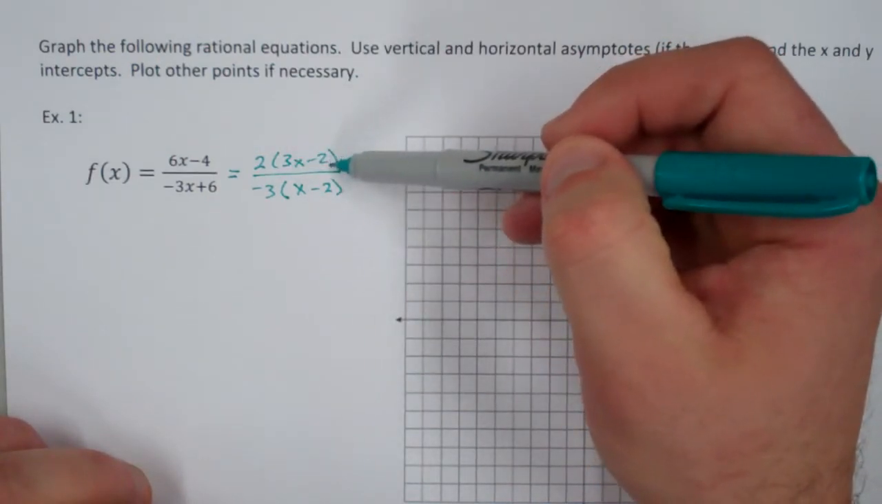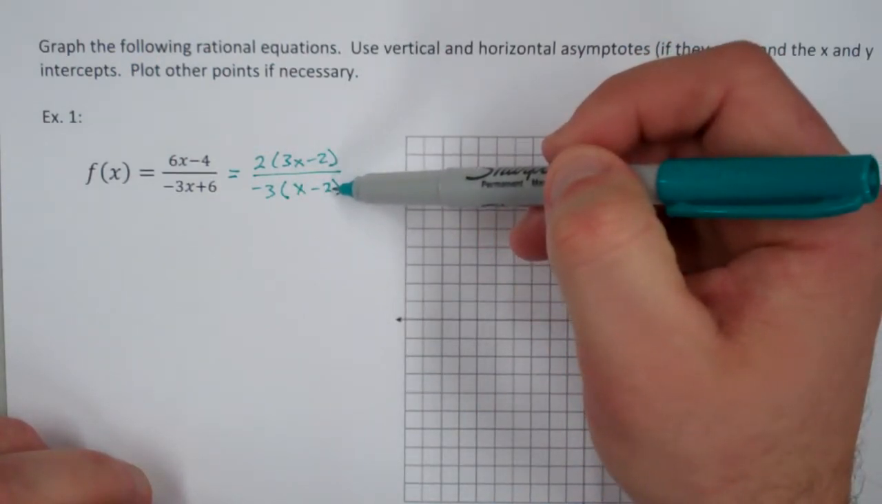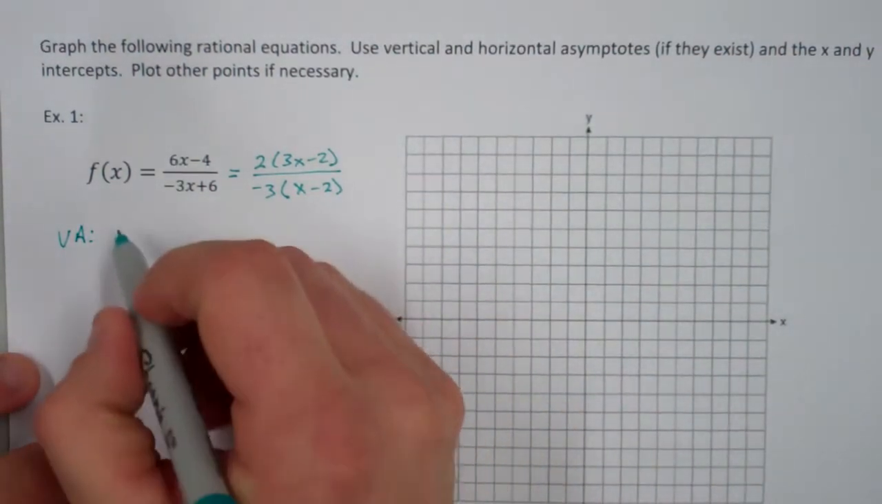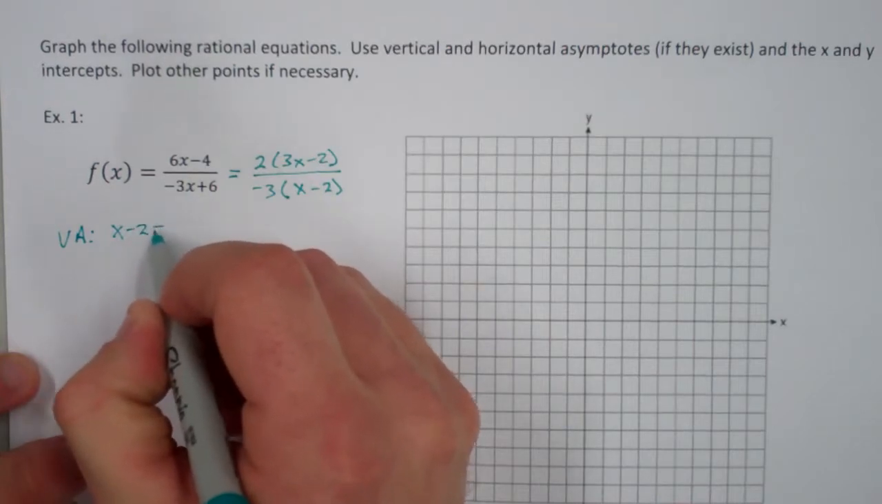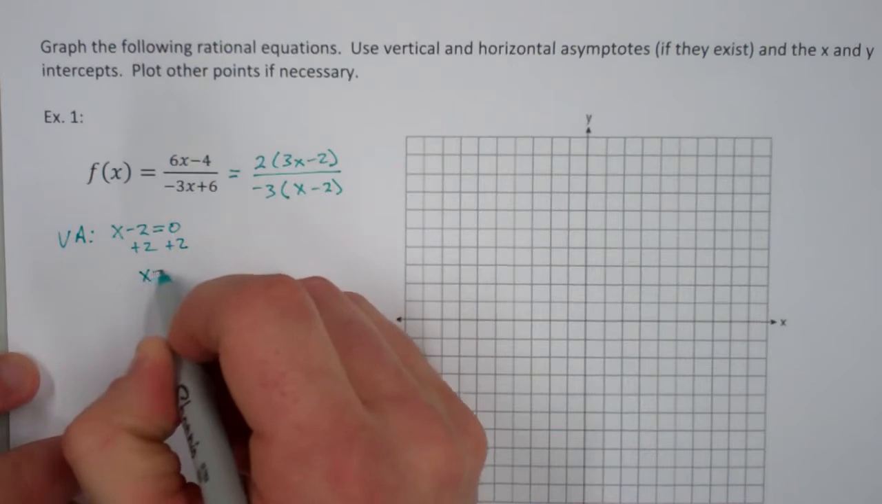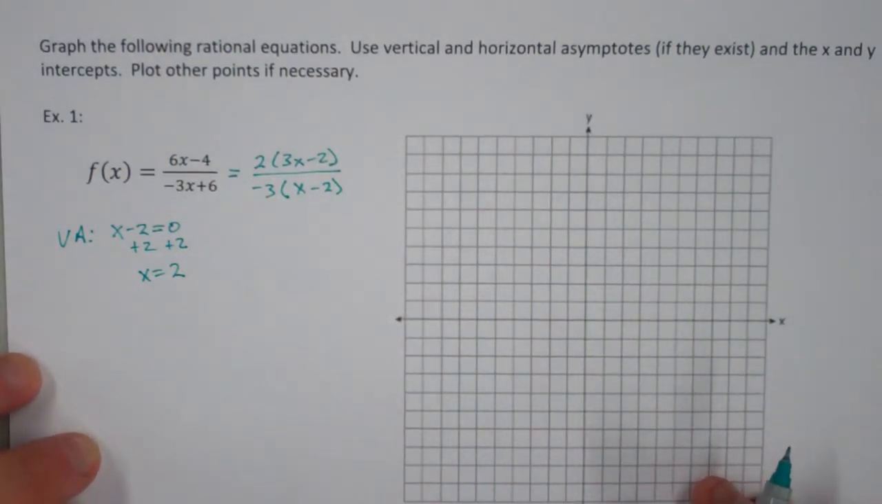You'll note that this is 3x minus 2 and this is x minus 2. They're not the same. So there's going to be a vertical asymptote wherever x minus 2 is equal to 0. So we'll add 2 there, and we've got a vertical asymptote at 2.